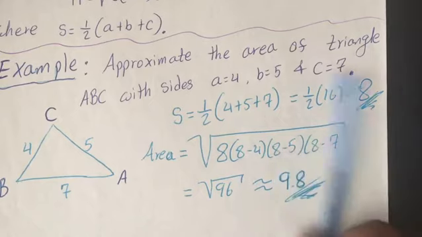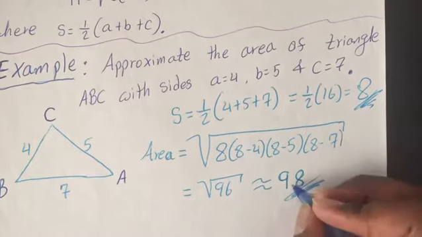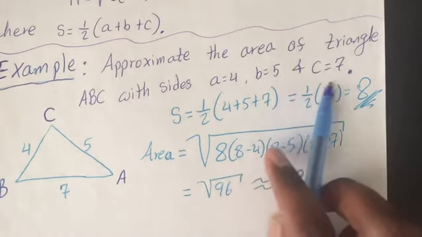And then 8 minus 4 is 4. 8 minus 5 is 3. 8 minus 7 is 1. So we have 4 times 3 is 12, times 1 is 12. 12 times 8 is 96. And therefore we have the square root of 96, which is approximately equal to 9.8.